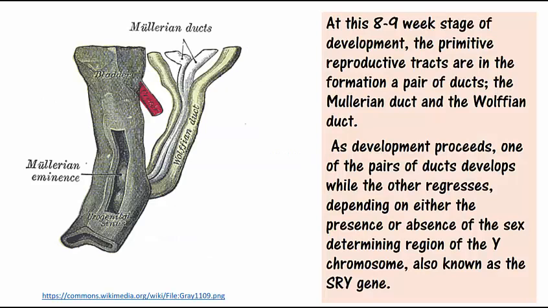At this 8 to 9 week stage of development, the primitive reproductive tracts are in a formation of a pair of ducts called the Mullerian duct and the Wolffian duct. As development proceeds, one of the pairs of ducts develops while the other regresses, depending on the presence or absence of the sex-determining region of the Y chromosome, called the SRY gene.